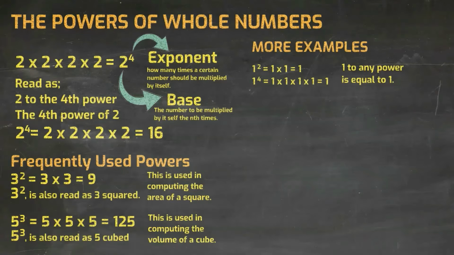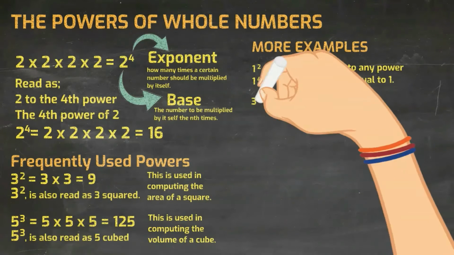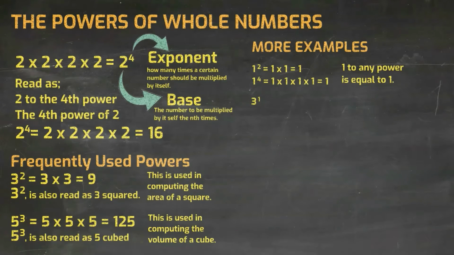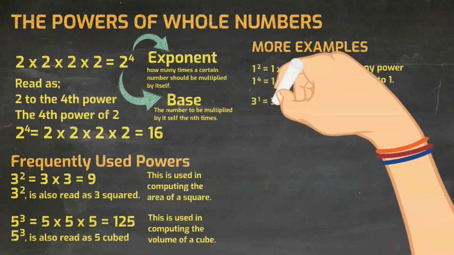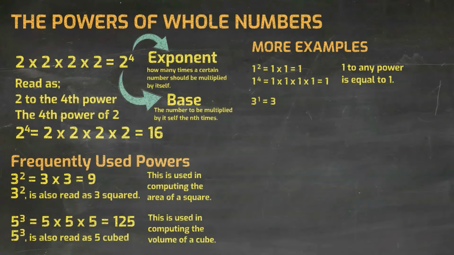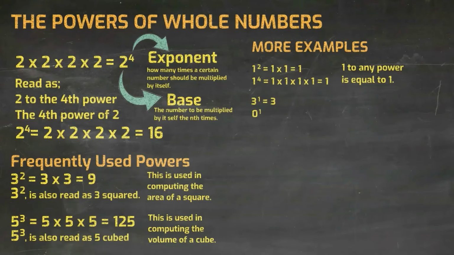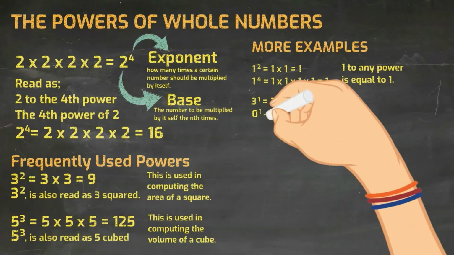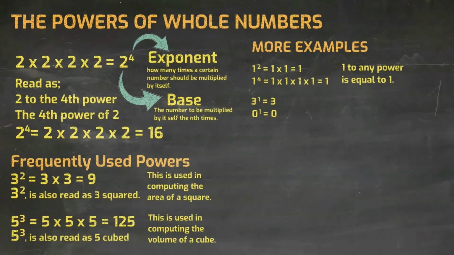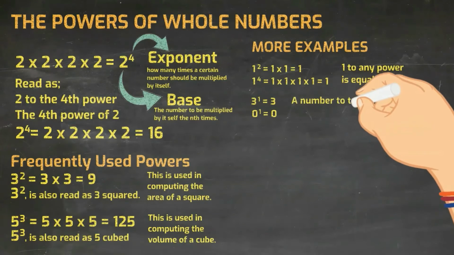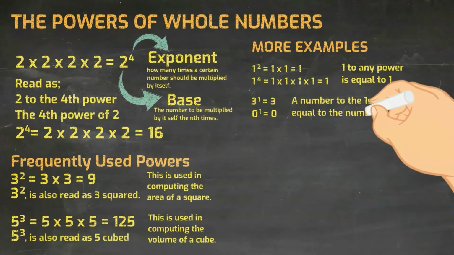Next examples. 3 to the 1st power. What is this equal to? 3 to the 1st power equals 3. Next. 0 to the 1st power. What is this equal to? 0 to the 1st power equals 0. What have you noticed? A number to the 1st power is equal to the number.